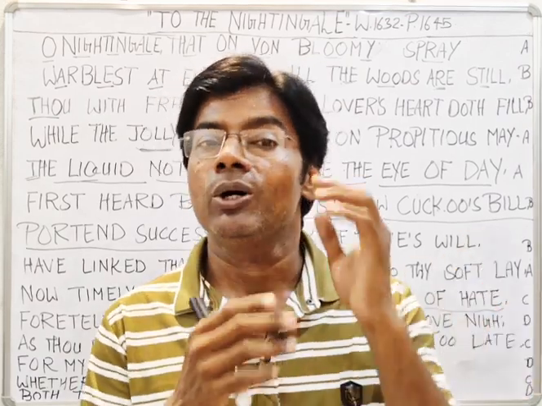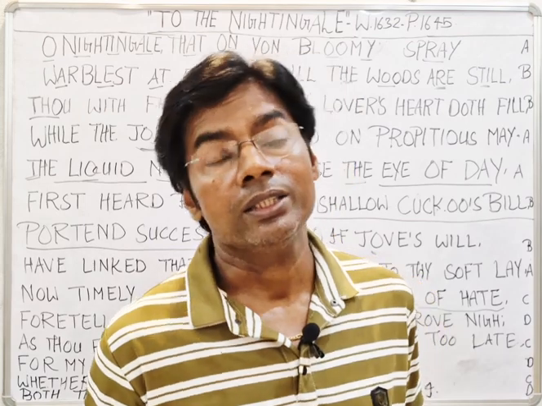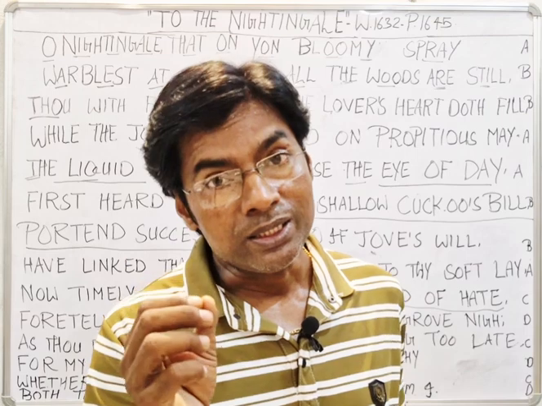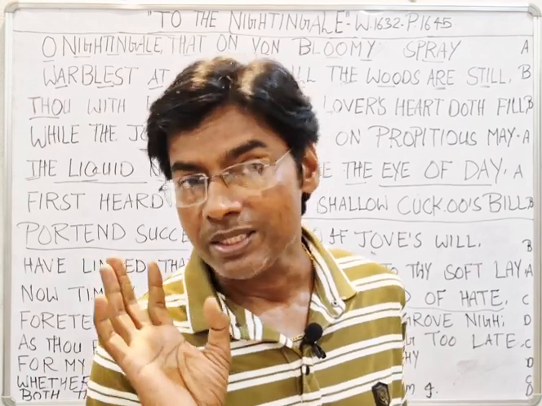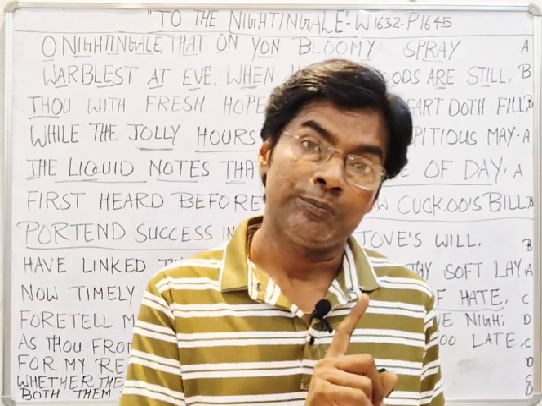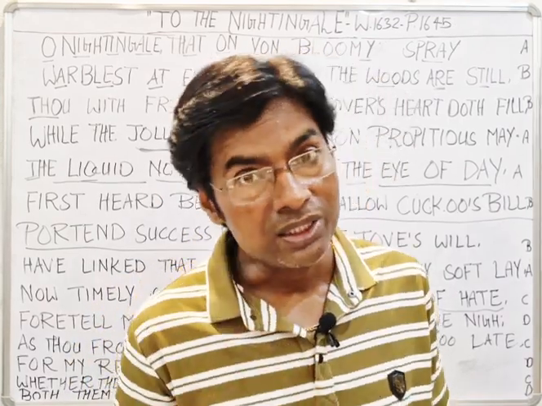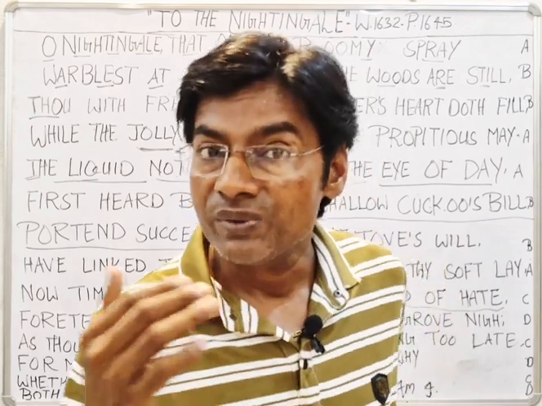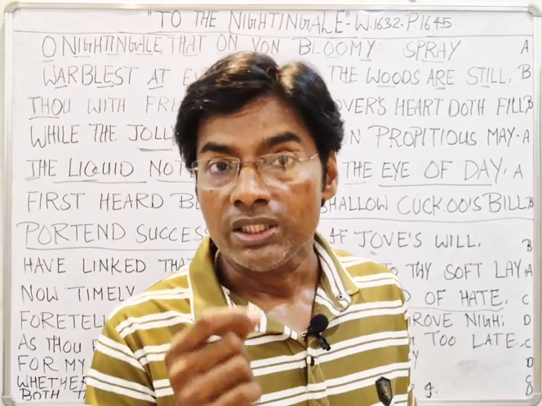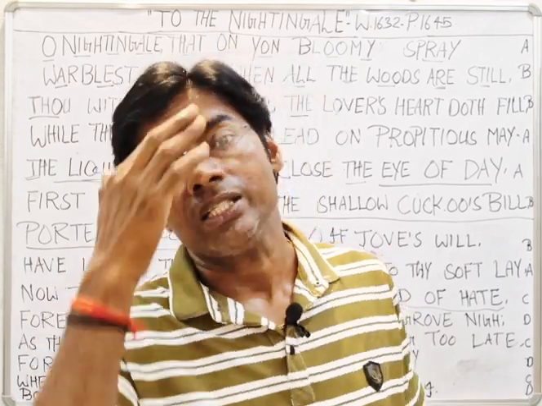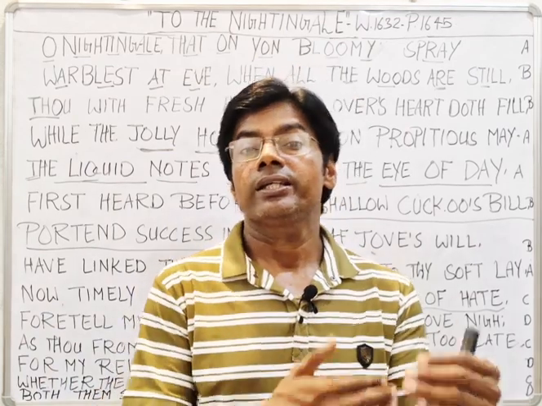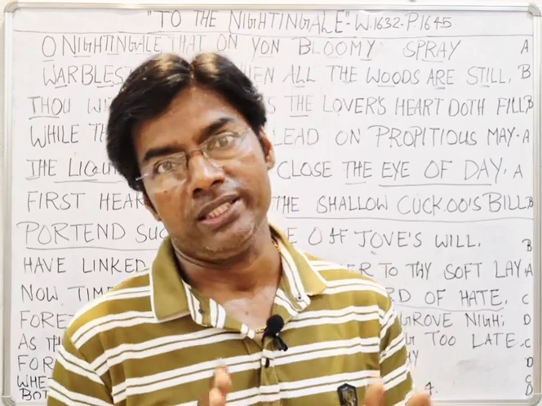The rhyme scheme of the Italian or Petrarchan sonnet is ABBA, ABBA, CD, CD, CD in the octave. The rhyme scheme of the sestet is CDE, CDE, or CD, CD, EE. This is actually the rhyme scheme of the Italian or Petrarchan sonnet.